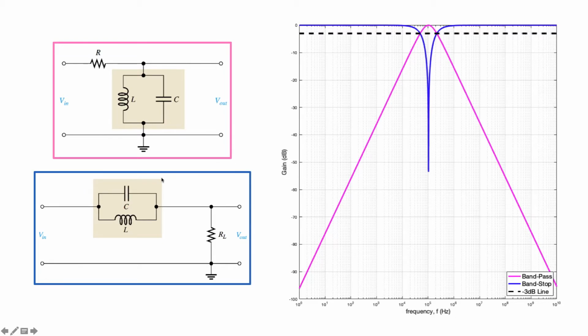When the output voltage is taken across the resistor, the circuit acts as a bandstop filter. The circuit is enclosed inside the blue rectangle, and the result of the simulation is represented by a blue solid line. In this case, the bandwidth is about 2 kiloohms. It's very useful to some applications.